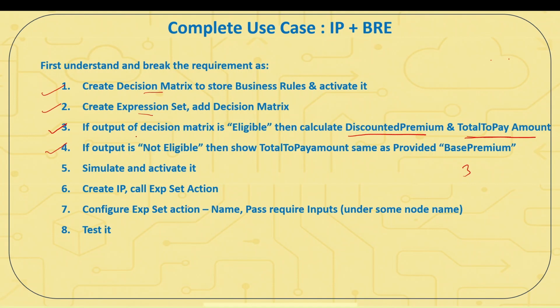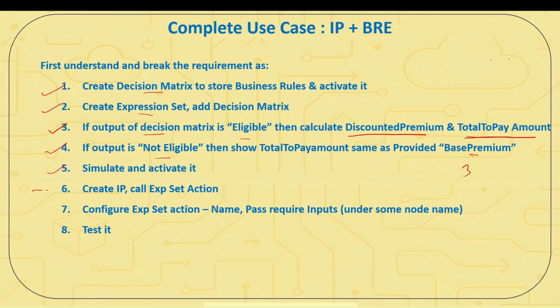Here we have created the decision table, I mean to say the conditional relationship. If the decision matrix output is eligible, find the discounted premium, then find the total to pay amount. If it is not eligible, then the total to pay amount is the same as the base premium. We have simulated and activated as well.